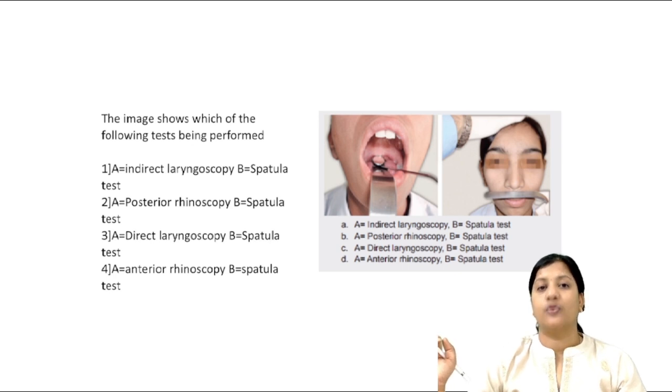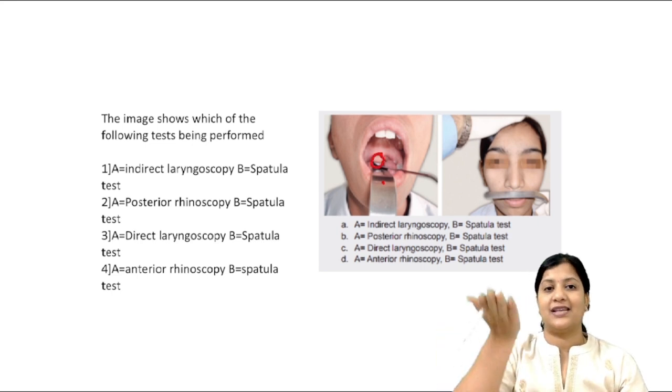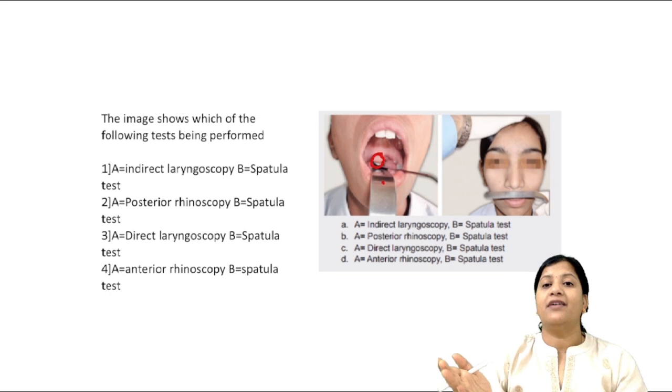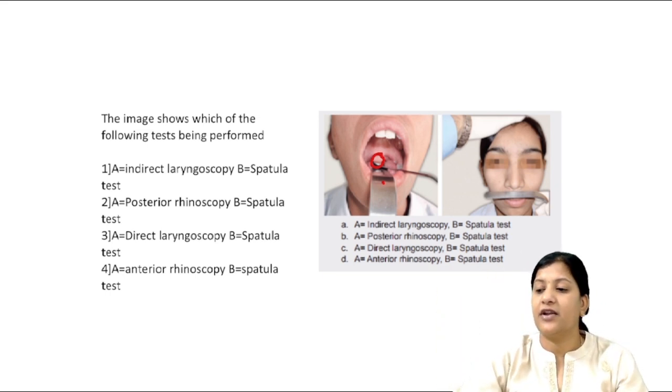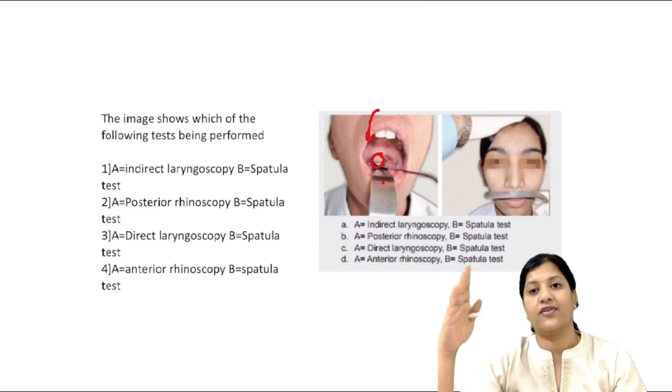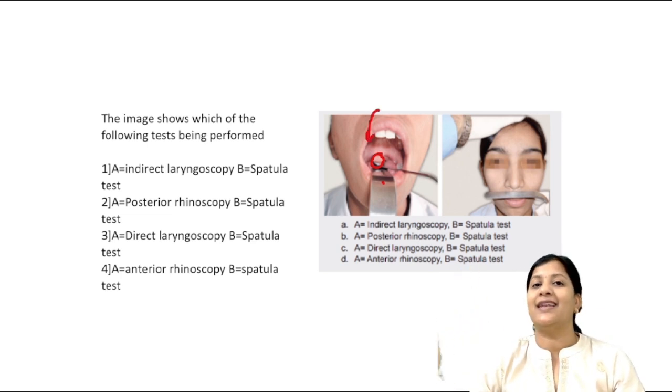The image shows which of the following being performed: indirect laryngoscopy and the spatula test, posterior rhinoscopy and the spatula test, indirect laryngoscopy and spatula test, anterior rhinoscopy and spatula test. So very important, look, is there a tongue depressor or not, and look at the direction of the mirror. It is facing upwards. So whenever you have a tongue depressor and a mirror facing upwards, the structures that you want to visualize are from above, the posterior end of the nose and the nasopharynx.